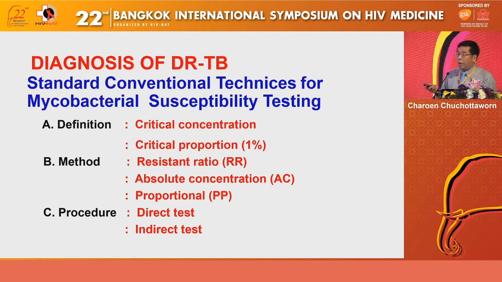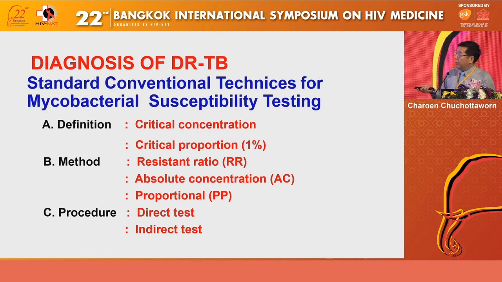Then we go back to the old definition: the drug sensitivity testing of TB that we use as a standard, which we call the standard conventional technique. It was published in 1969, 50 years ago, and we still use it now as a standard. It's very old, and it uses the definitions of critical concentration and critical proportion to determine whether an isolate is resistant or not. Actually, the critical concentration does not correlate with the pharmacokinetics of the drugs in the blood. So it's confusing whether it is a good test or not.